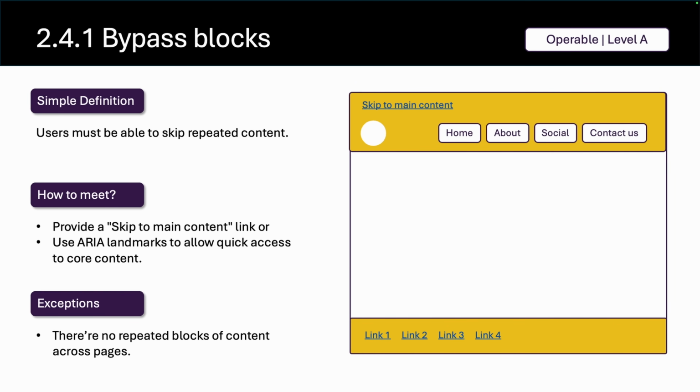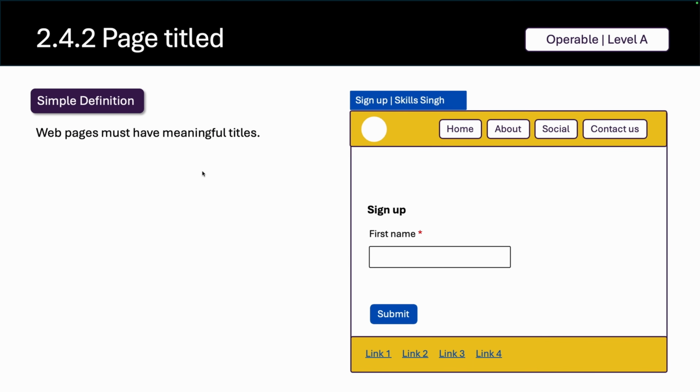Now, what are the exceptions? If there are no repeated blocks of content across pages, or the repeated content is very small. For example, you might have applications which have previous and next buttons at the top. That's very minimal to navigate through. The next one is page titled. Every web page must have a unique and meaningful title. The industry standard is to have a unique name followed by your company name. Also, the expectation is that your page title should match the main heading of your page.